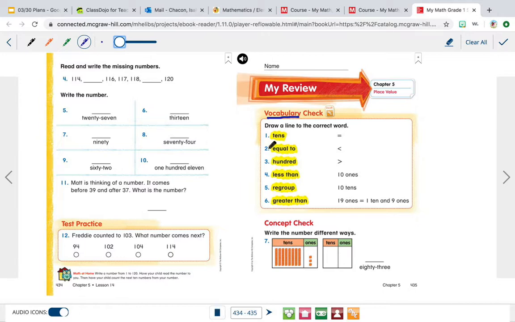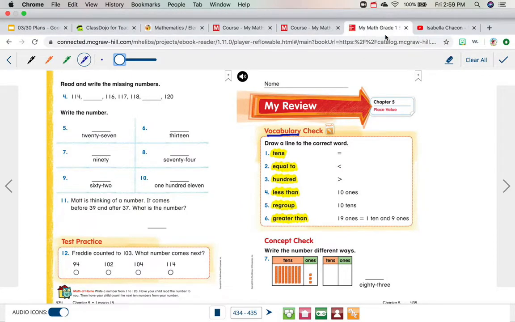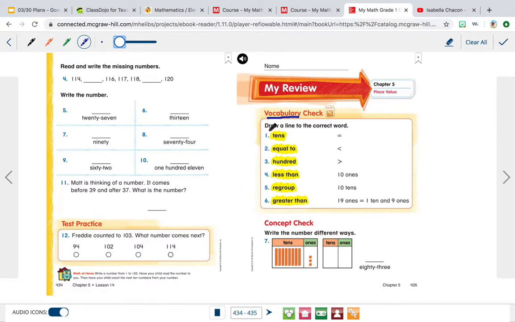So tens. What does tens mean, my friend? Does tens mean 10 ones? Does tens mean 10 tens? Sorry, my friends, give me 1 second. Okay, so we're back. So we have tens.